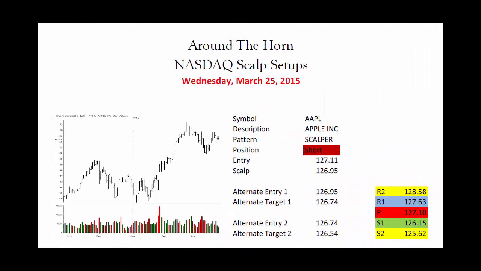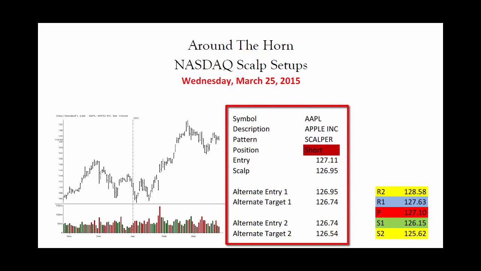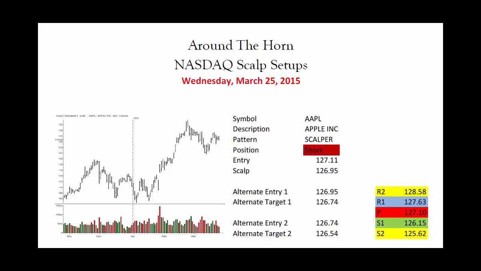Let's take a look at Apple Computer, since this is the one that we focus on in the room most often. We see that it's got a variety of entry levels labeled on the short side this morning. 127.11 down to 126.95, 126.95 down to 126.74, 126.74 down to 126.54. Those are primarily geared towards let's take an opening trade and see where it goes, see if we can hit a profit target. Usually we do.